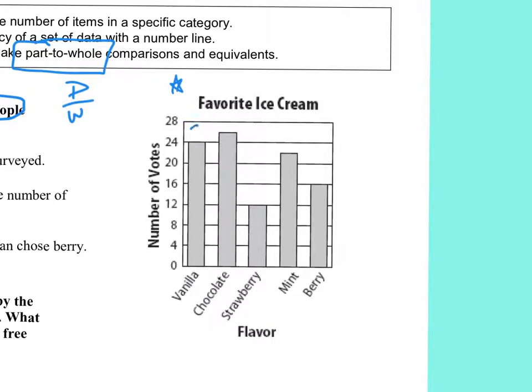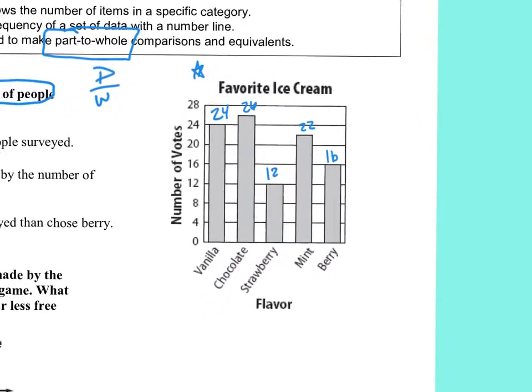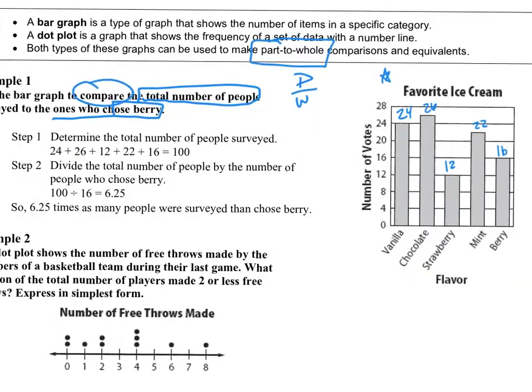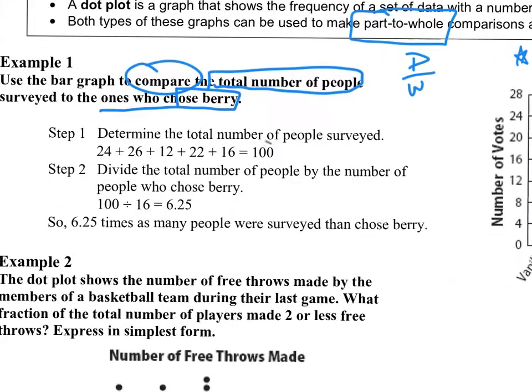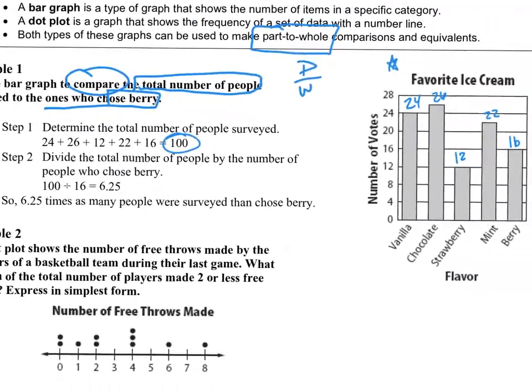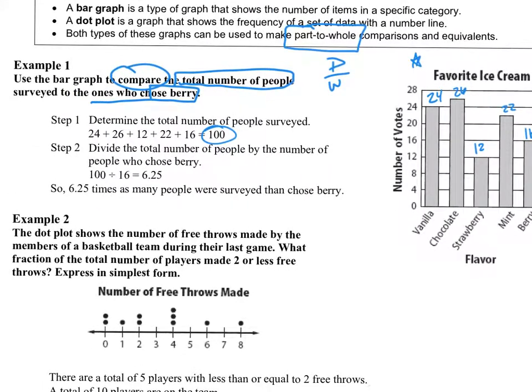So you would figure out how many people answered each one and add them all up. Okay? So 24, 26, 12, 22, and 16. They've already done that for you. This one's worked out. Totals 100 people. So divide the total number of people, because it said to compare total to the ones that chose Barry. So that's what we're going to do. So the total number of people was 100.